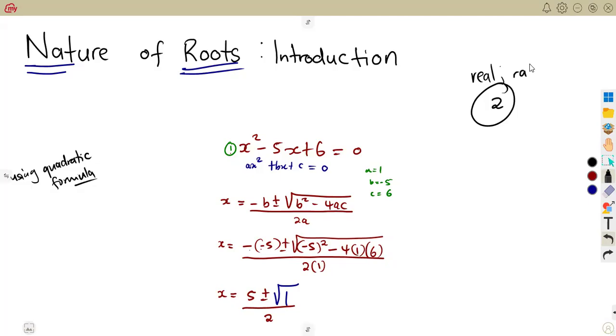It is also a rational number. By just looking at these two, 2 can be written as a fraction. Remember, 2 over 1, a over b, a rational number. Irrational, those are the numbers that we can't simplify.